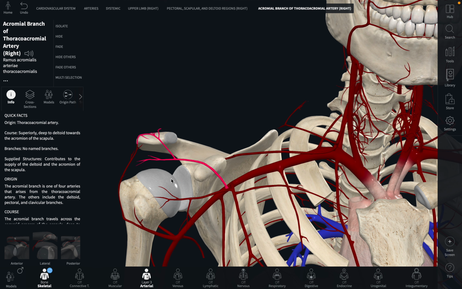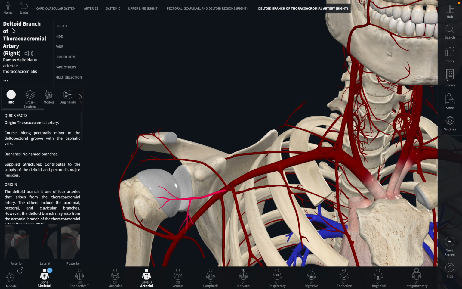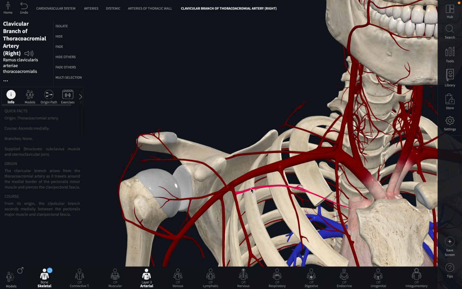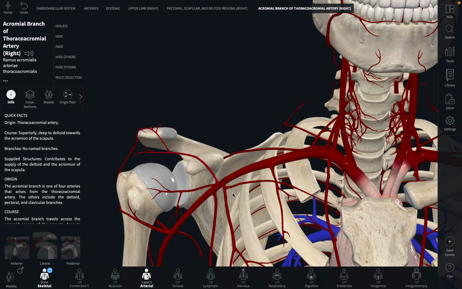So now this is how you do it. If you are talking about the deltoid, since you remember that the thoracoacromial gives us a deltoid branch, you tell them that the deltoid is supplied by the deltoid branch of the thoracoacromial. So that's it. This is the pectoral branch. This is the clavicular branch. This is the acromial branch. So that's it. We said the second part of the axillary artery has two branches. We've talked about the thoracoacromial.